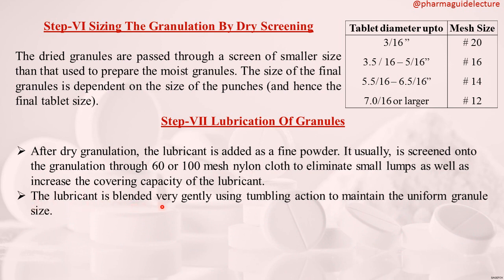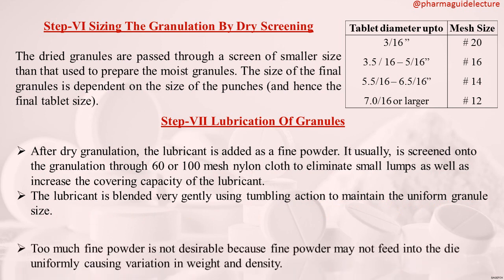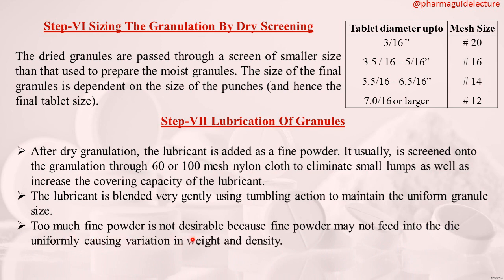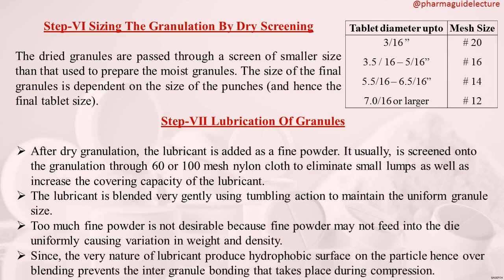The lubricant is blended very gently using a tumbling action to maintain the uniform size of the granules. If overblending occurs, the granules may also break, producing fines. Too much fine powder is not desirable because it may not fill into the die uniformly, causing weight variation and variation in density also.